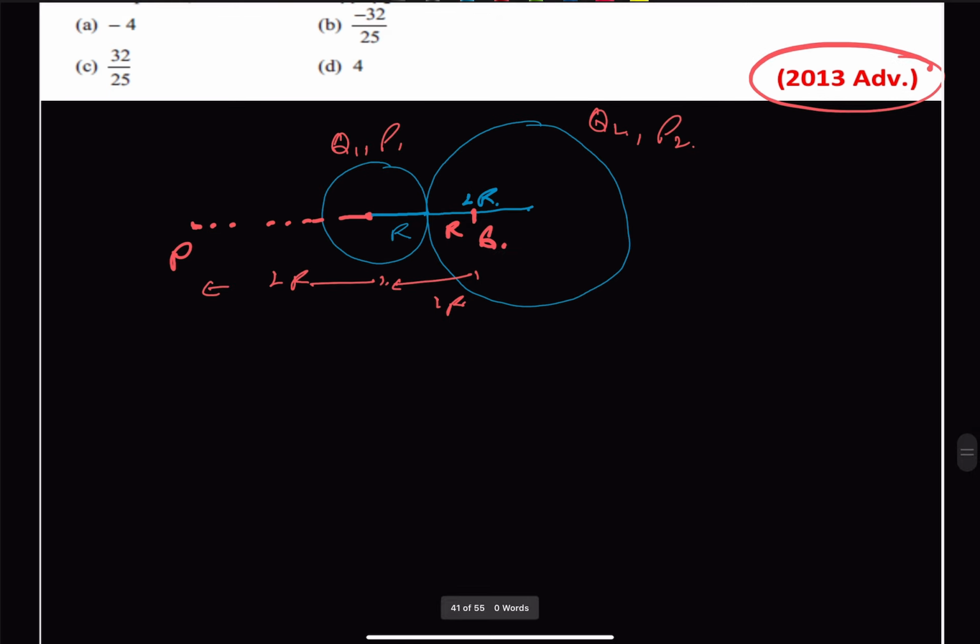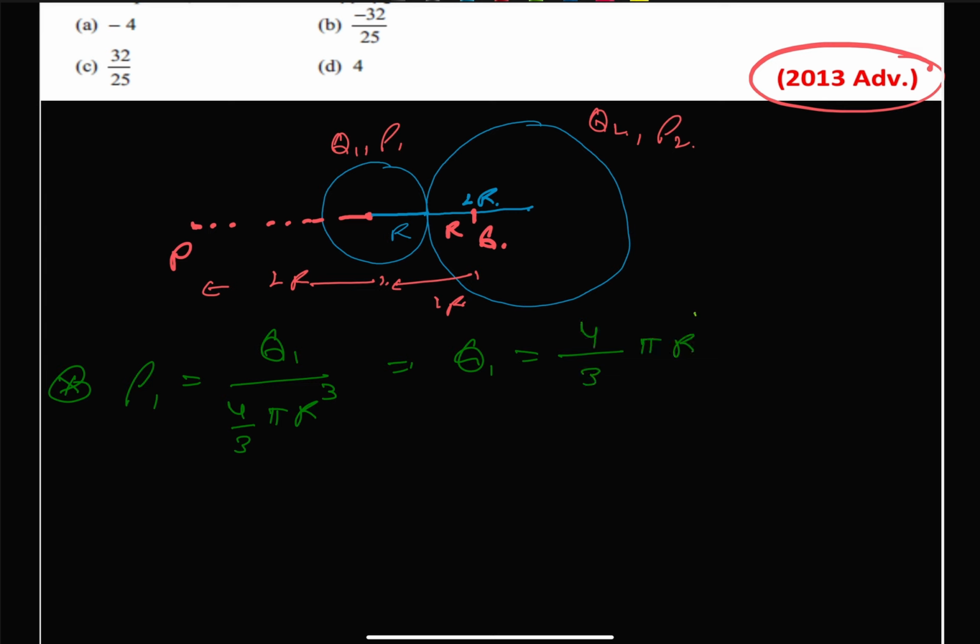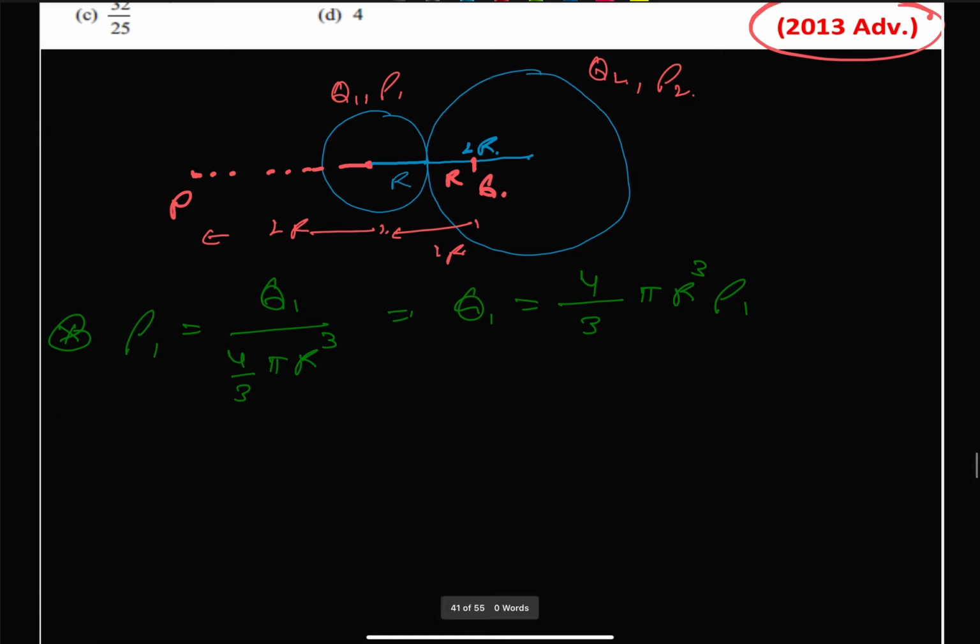Therefore we can easily find out that our ρ1 will be equal to Q1 over 4 by 3 pi r cube. So we get that Q1 will be equal to 4 by 3 pi r cube multiplied by ρ1. Similarly, we can find out our ρ2.